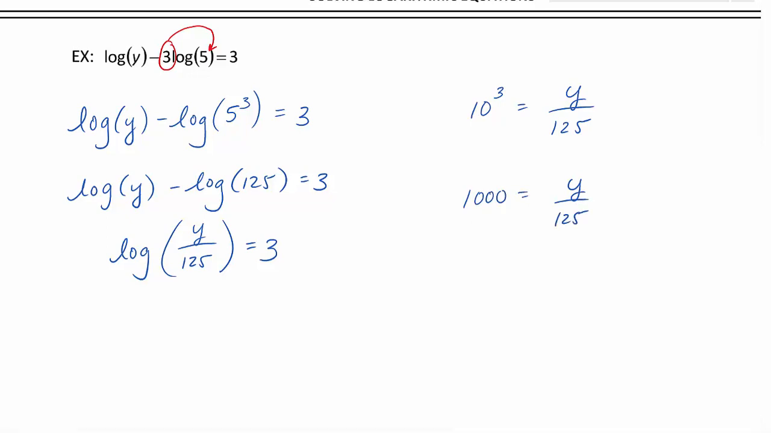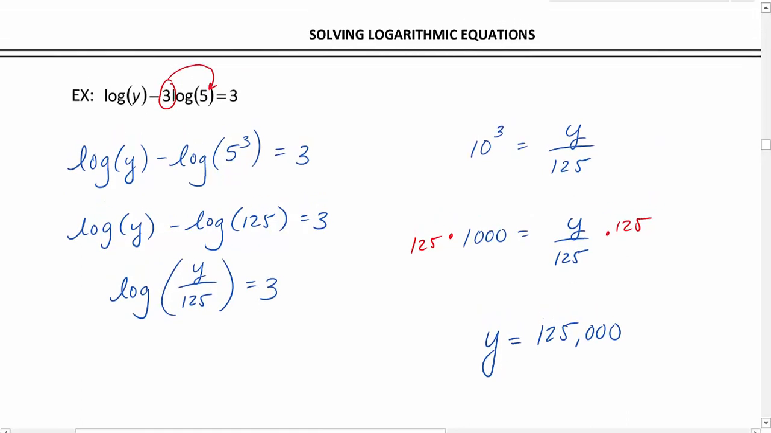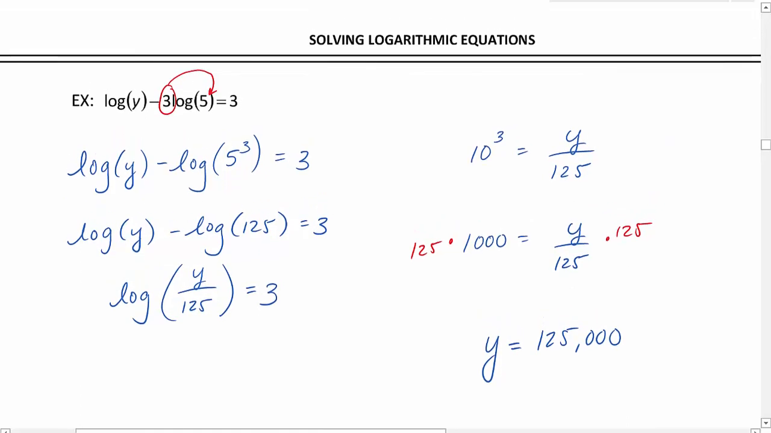and then we'll multiply both sides by 125. We get y to be equal to 125,000. Now remember, we always have to quick check our answers to make sure that we get positive arguments in our original equation. And if we plug 125,000 in for y, we definitely get positive arguments.